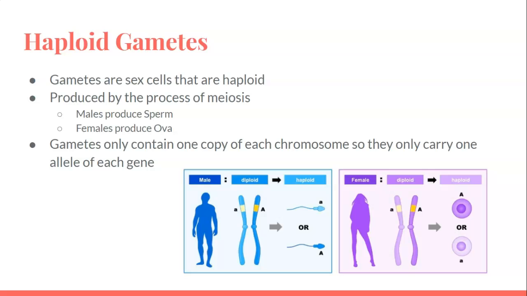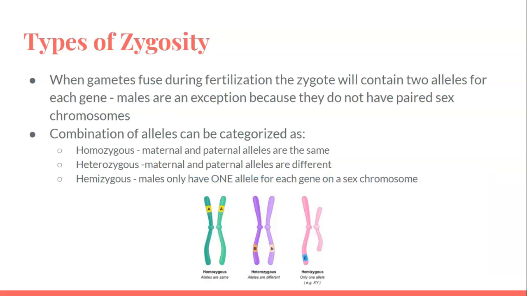So haploid gametes are the sex cells produced by meiosis, right? Males have sperm, females have ova or eggs. Gametes contain one copy of each chromosome, so they only carry one allele of each gene. When those gametes come together during fertilization, they create a zygote, and those zygotes will contain two alleles for each gene, right? They get one from mom and one from dad.